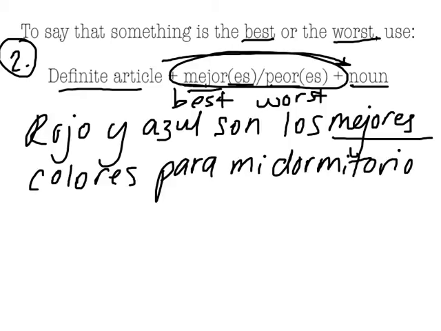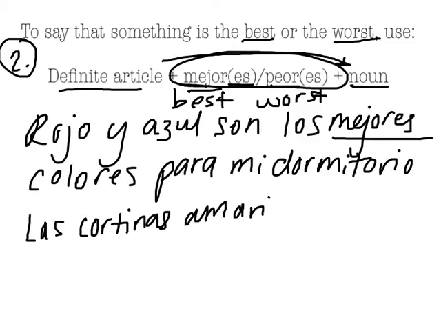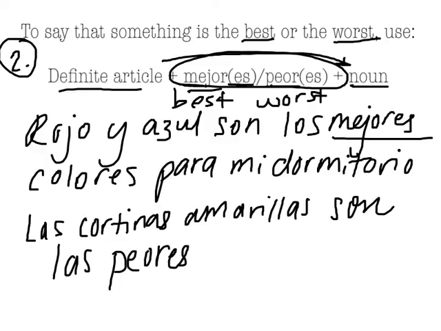Okay, we could also say las cortinas amarillas, the yellow curtains, son las peores cortinas. The yellow curtains, and then we'll use our equation, are the worst curtains. I'd like for you to please pause the video right now and go ahead and write down one sentence of your own using this equation.